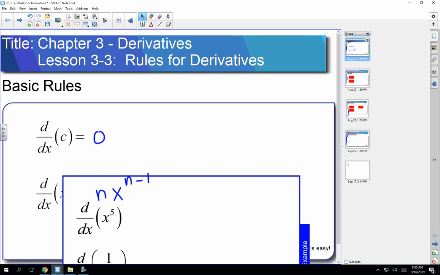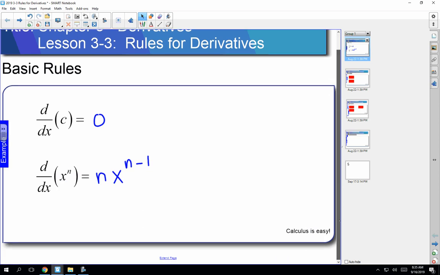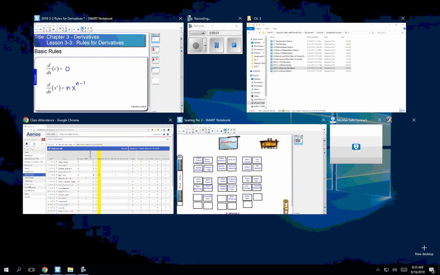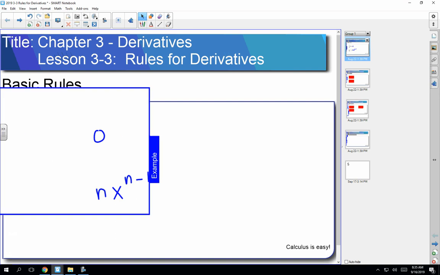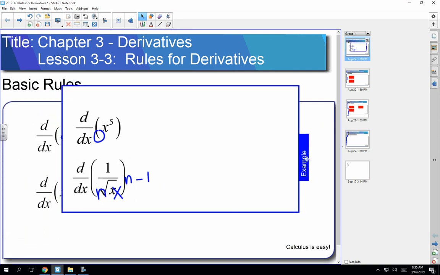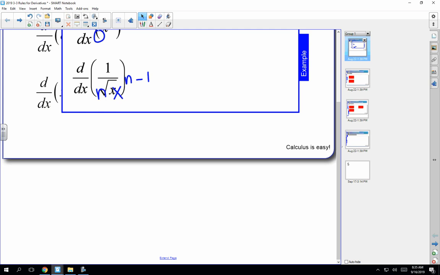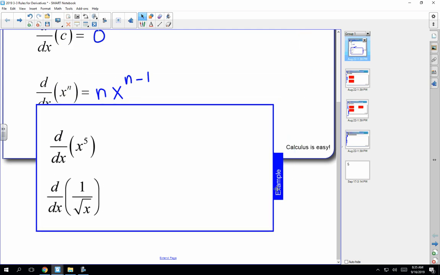So a couple of examples here. We have d dx of x to the fifth. I should do one with a constant too. Actually, we are going to when we do our polynomial. The d dx of x to the fifth then has as its derivative 5x to the 5 minus 1, or 5x to the 4.